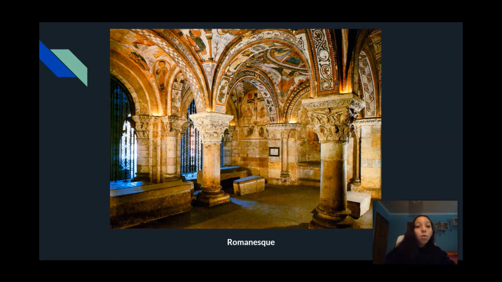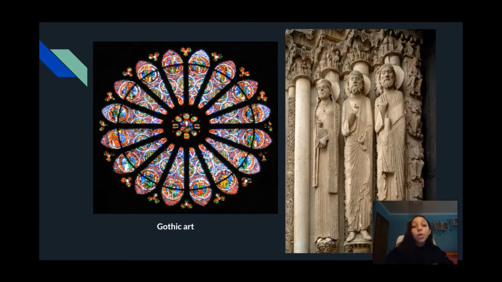Romanesque art. Romanesque art uses architecture details. Unlike Byzantine art, it is 3D and not 2D. Gothic art. Gothic art uses both two-dimensional figures and three-dimensional stuff. Like, it uses architecture details, as you can see in one of these pictures. It also uses stained glass art.